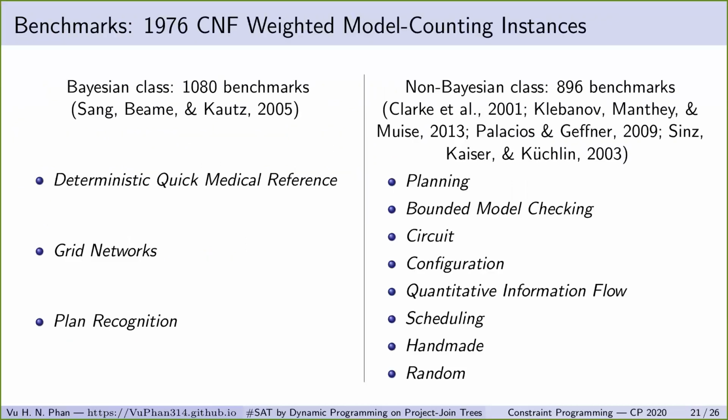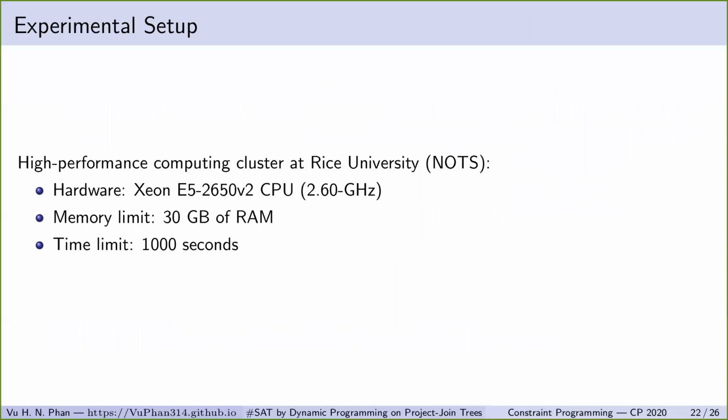We have almost 2,000 benchmarks for weighted model counting. About half of these benchmarks come from the Bayesian inference class. The other half come from various other domains, including planning, circuit design, and scheduling. To do this, we use a Linux cluster allowing 30 gigabytes of RAM and 1,000 seconds for each model counter per benchmark.